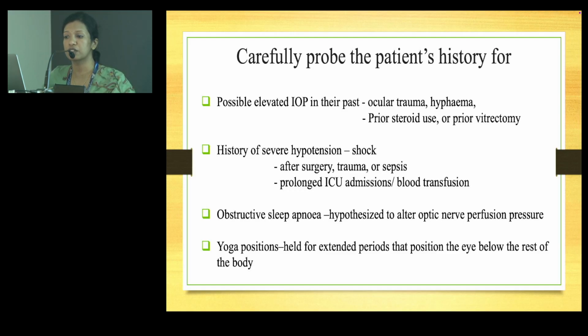History of severe hypotension or shock. Ask the patient for history of surgery, trauma, sepsis, prolonged ICU admissions, or any need for blood transfusion. Obstructive sleep apnea is also hypothesized to alter optic nerve perfusion pressure. So you can ask for history of snoring at night with daytime somnolence. Ask whether patient does yoga positions, which need to be held for extended periods, that position the eye below the level of the body. It could also reduce the ocular perfusion pressure.